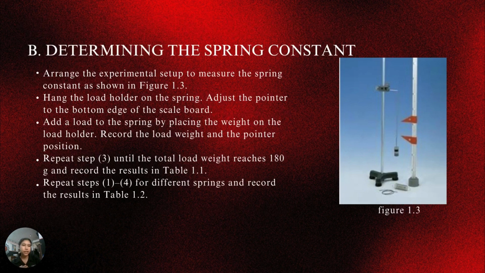Determining the spring constant. Arrange the experimental setup to measure the spring constant, as shown in figure 1.3. Hang the load holder on the spring, adjust the pointer to the bottom edge of the scale board, add a load to the spring by placing the weight on the load holder, and record the load weight and the pointer position. Repeat step 3 until the total load weight reaches 118 grams, and record the result in table 1.1. Repeat steps 1, 2, 3, and 4 for the different spring, and record the result in table 1.2.